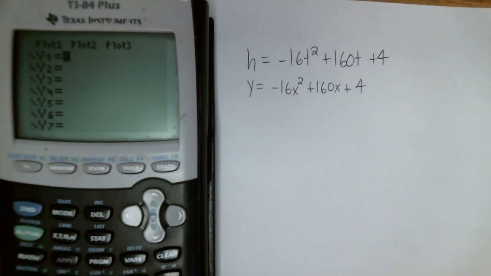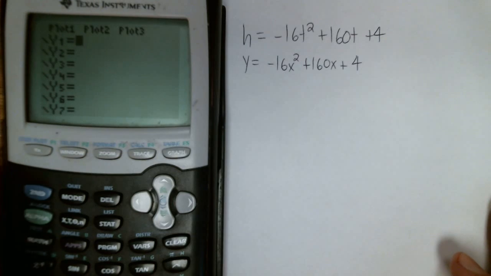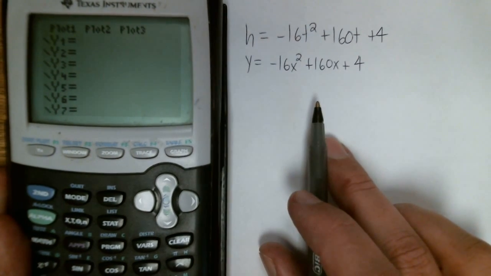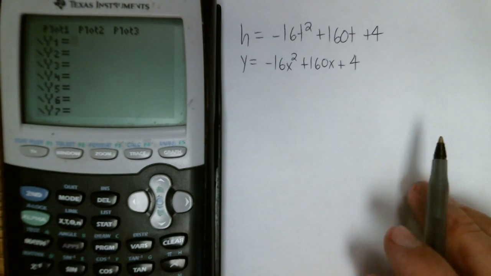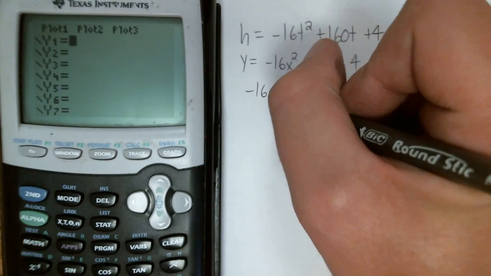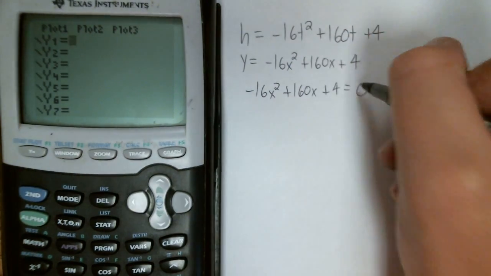Now if I want to solve this quadratic manually, let's do that. I'm going to do that a couple more times, and the rest of the problems I'm just going to use my calculator, because I know some of you guys do not have your graphing calculator yet, so you do need to know how to do this manually. I'm going to set this equal to 0, so I have negative 16x squared plus 160x plus 4 equals 0.